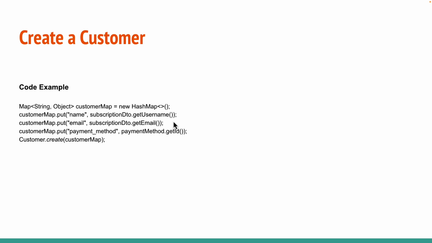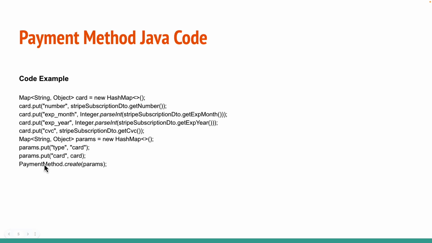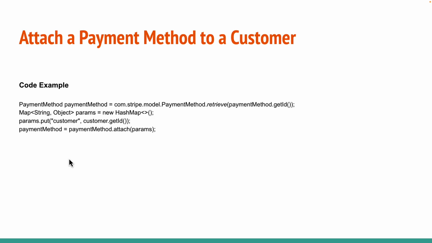To create a customer, it's easy. We only need these three fields: the name of the customer, so you send a username, the email, and also the payment method, meaning the payment method ID that we get from the previous step. So we need that payment method. After that, we want to attach the payment method to a customer. In the parameters you put the customer ID, then on the payment method you attach the customer.